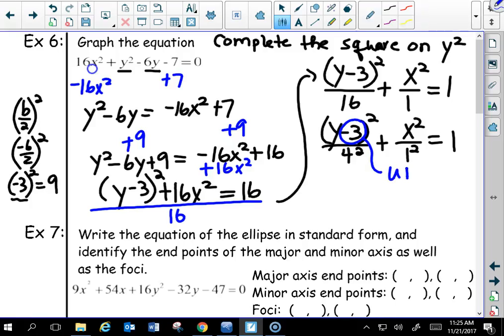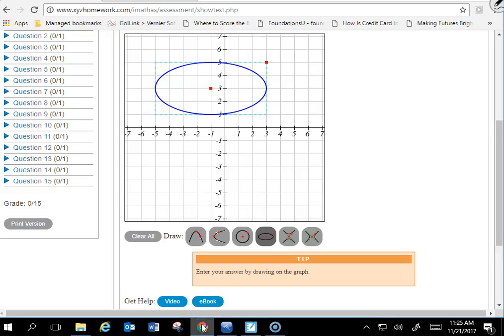All right, let's go to XYZ and clear the last one. So my origin is moving up 3. So I'm going to put my point there. And then the y-axis is the major axis, and so I want to make sure that's 4. And x is 1. So it looks like there's my ellipse. Moved up 3. Major axis is 4 by 4. Minor axis is 1 by 1.